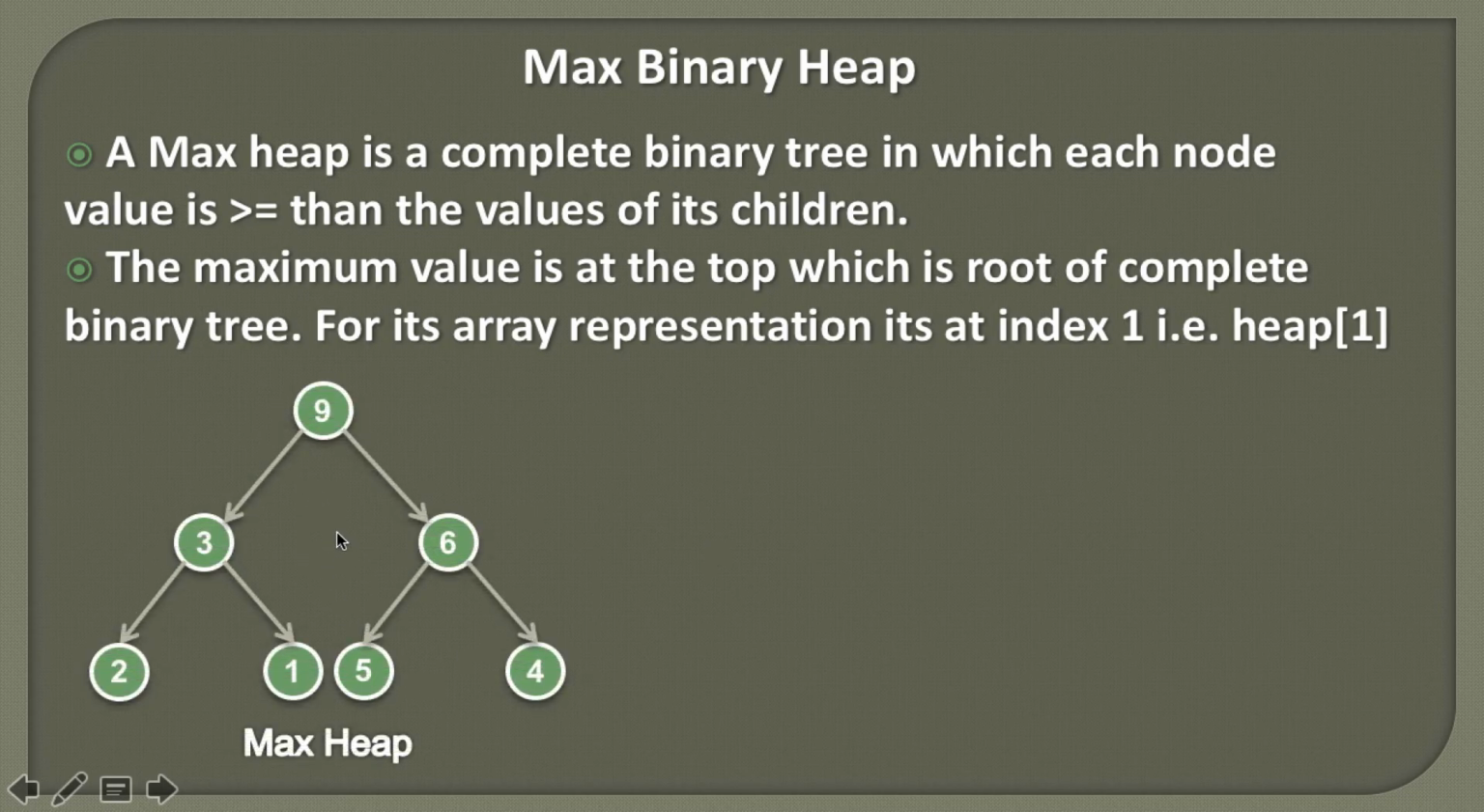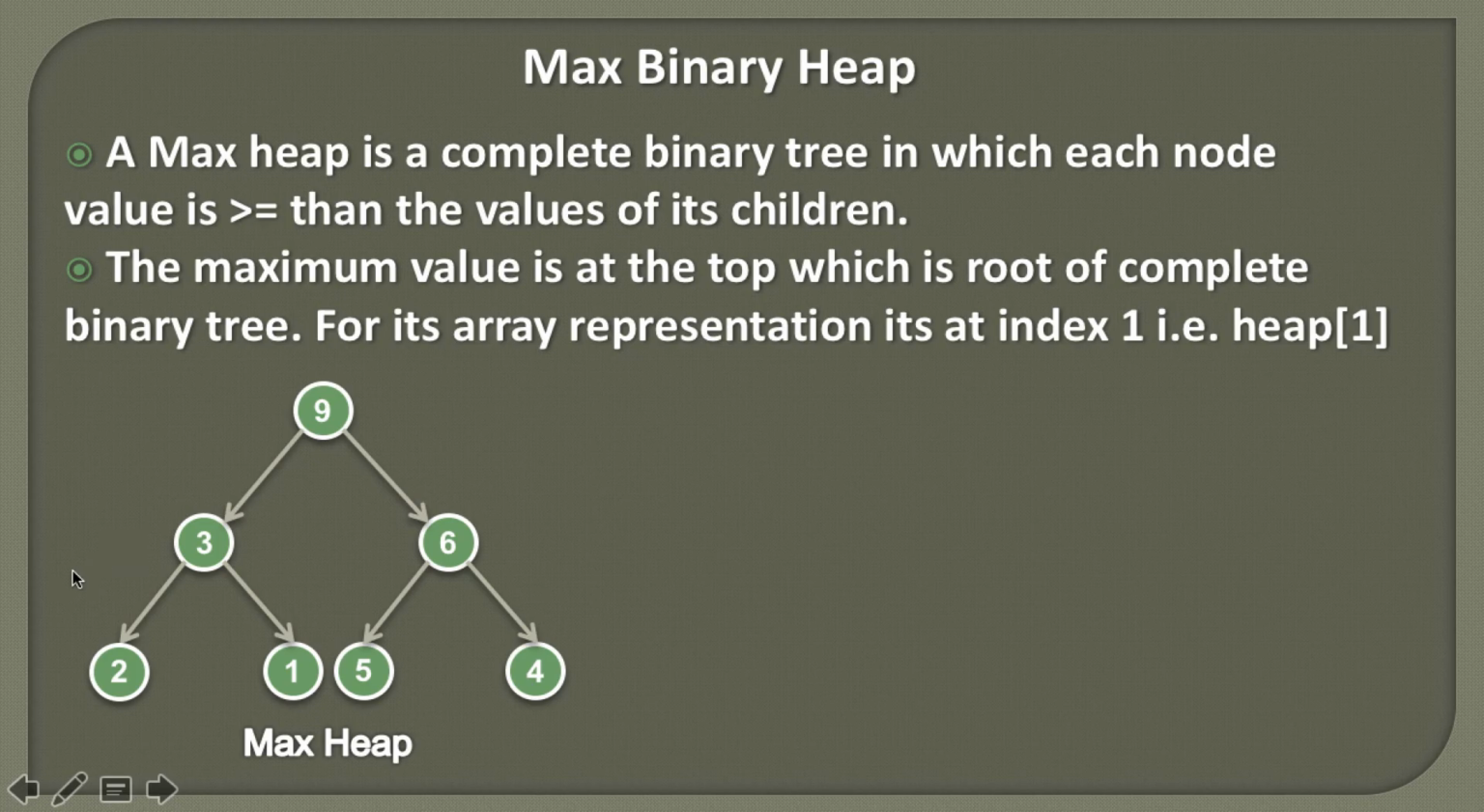So here you can see a max heap is a complete binary tree in which each node value is greater than or equal to the values of its children. If we take any particular node, let's say 9, its value will always be greater than or equal to the values of its children. So here you can see 9 is greater than 3 and 6. This property should hold true for each and every node of this max binary heap. If we take the node having value 3, then 3 is greater than 2 and 1. And similarly, if we take 6, then 6 is greater than 5 and 4.